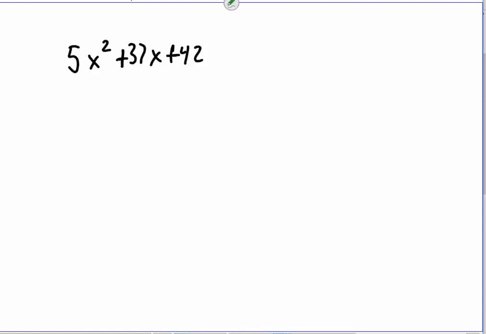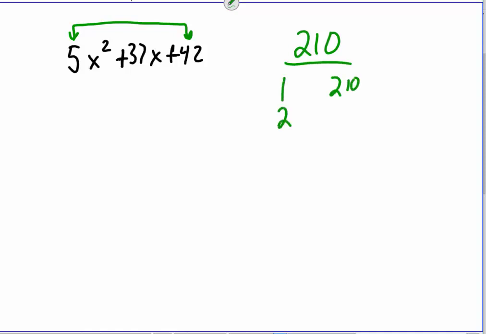So the first thing we're going to do is we're just going to take the a value and the c value. In other words, the number in front of the x squared and the number that's all by itself, we're going to multiply them. And that's going to equal 210. And then that's going to be the number that we're going to factor. So I'm going to factor this out. 1 and 210, 2 and 105.